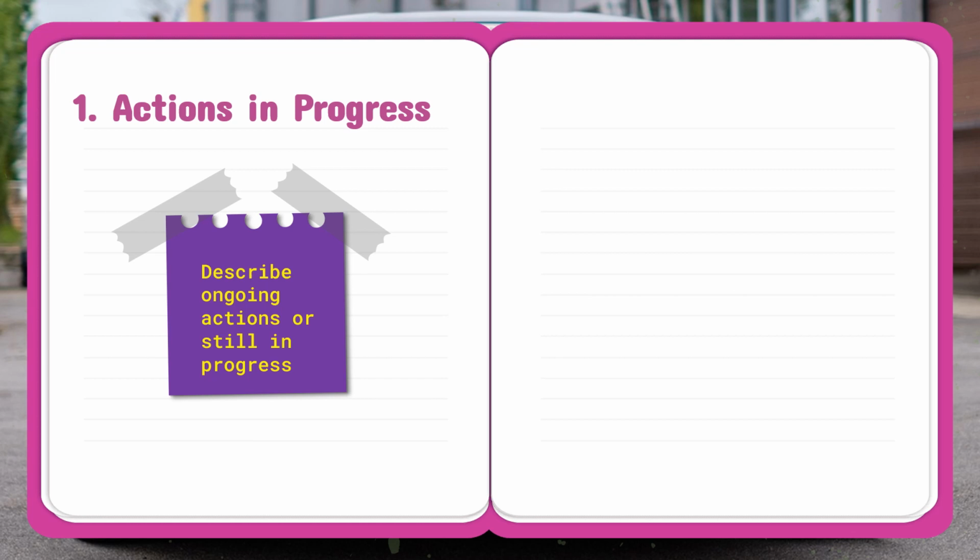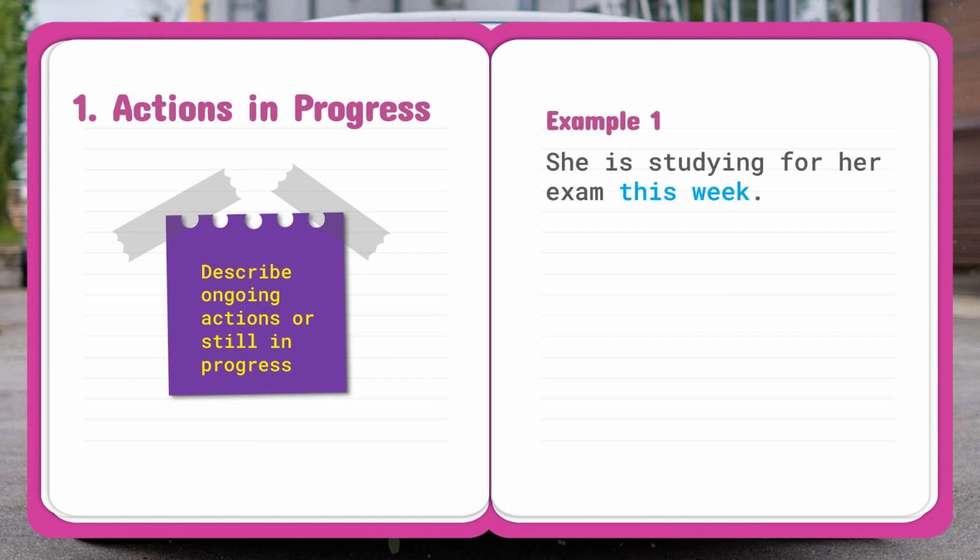Okay, so number 1 is actions in progress. We use the present continuous to describe ongoing actions or actions still in progress. So we're going to have a look at some examples. Number 1, would you please read this example? She is studying for her exam this week. This week, okay? What is she doing this week? Studying for her exam. Now the action is in progress. Is it clear? Okay, great.